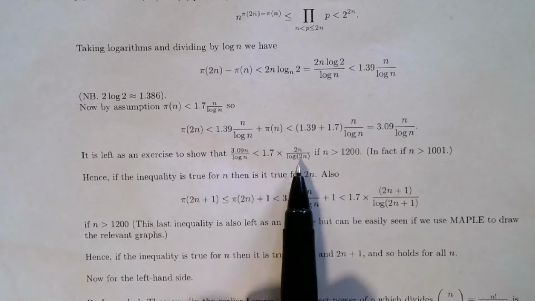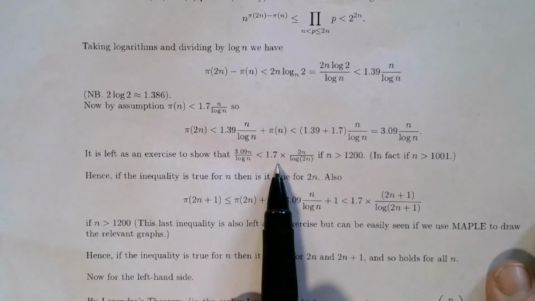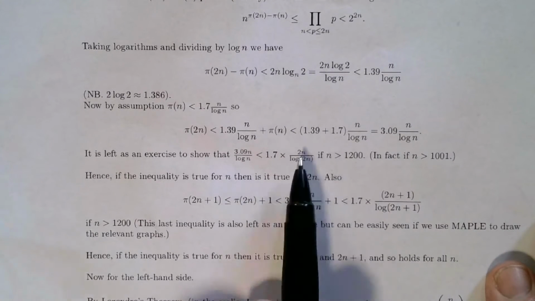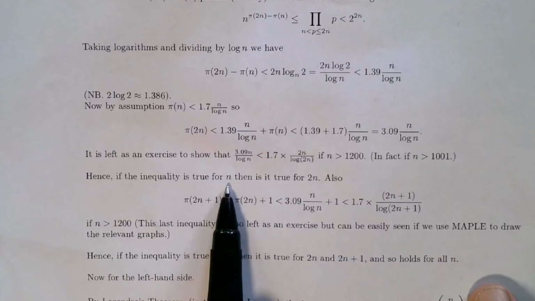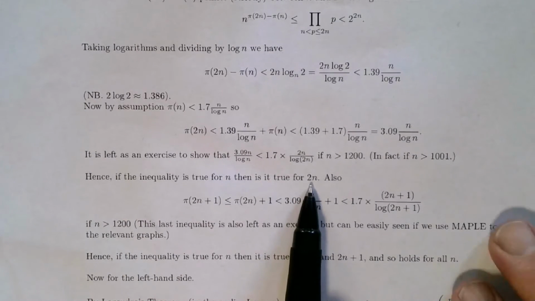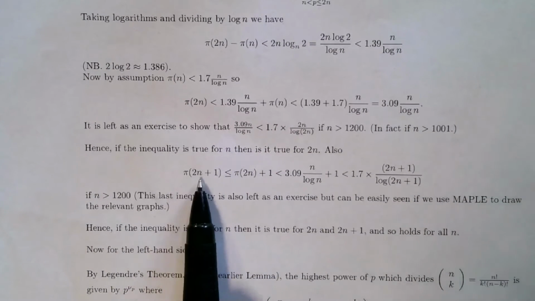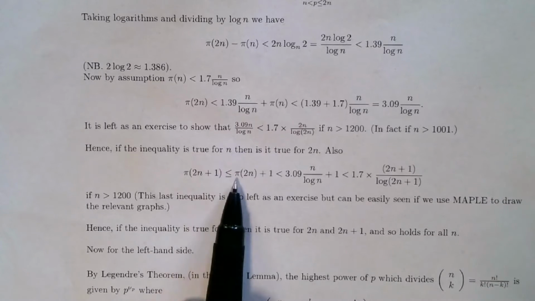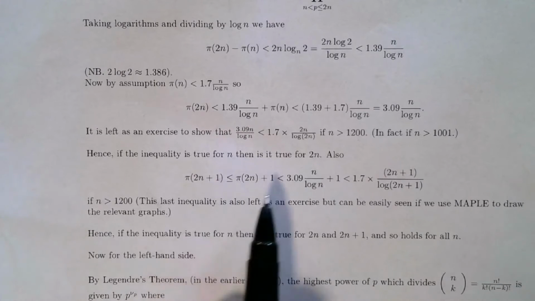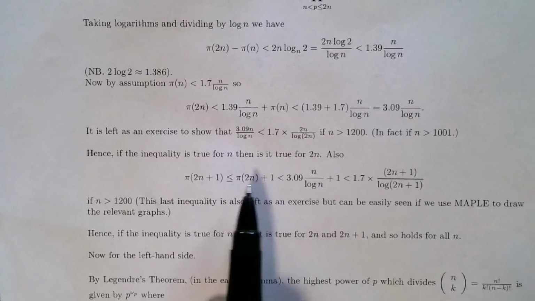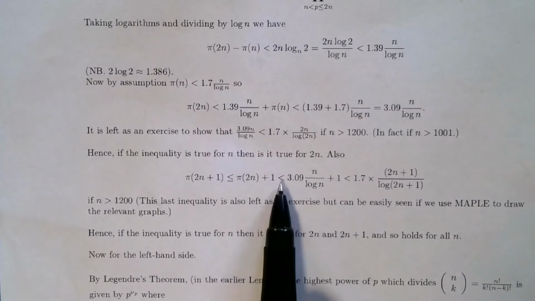So this is going to be less than that, and this is the right-hand side of our desired inequality, except we've now proven it true for 2n. So, hence, if the inequality is true for n, then it's true for 2n. Also, pi of 2n plus 1, the number of primes less than or equal to 2n plus 1, is less than or equal to the number of primes less than 2n plus possibly one more if 2n plus 1 happens to be prime. And we've just shown that this is less than 3.09 n on log n plus 1.